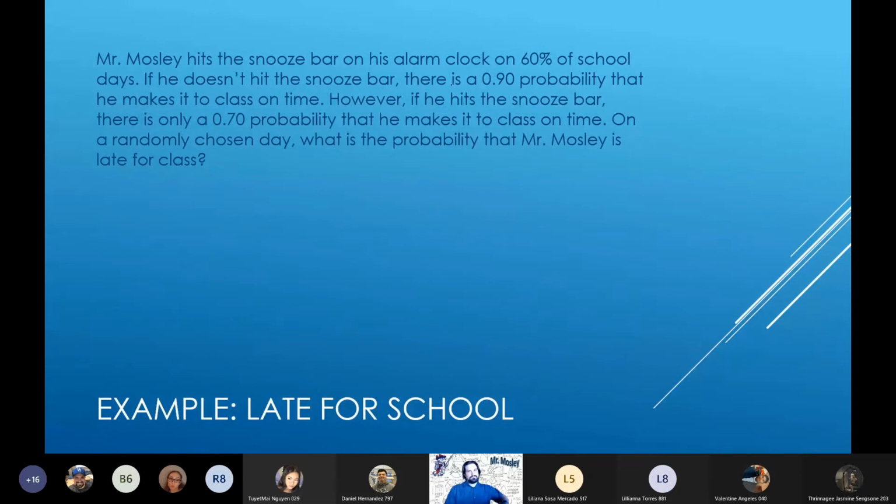All right, here is our example. So Mr. Mosley hits the snooze bar on his alarm clock on 60% of school days. If he doesn't hit the snooze bar, there is a 0.9 probability that he makes it to class on time. However, if he hits the snooze bar, there is only a 0.7 probability that he makes it to class on time. On a randomly chosen day, what is the probability that Mr. Mosley is late for class?